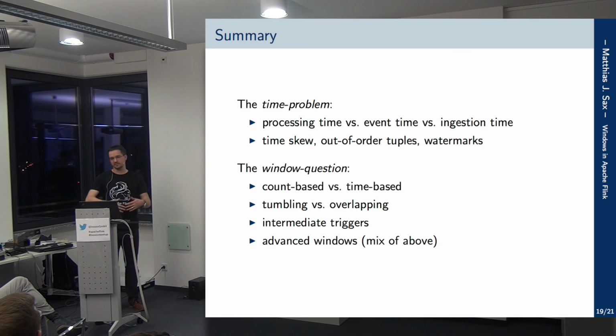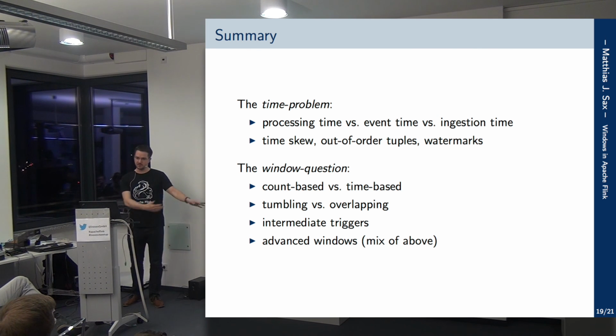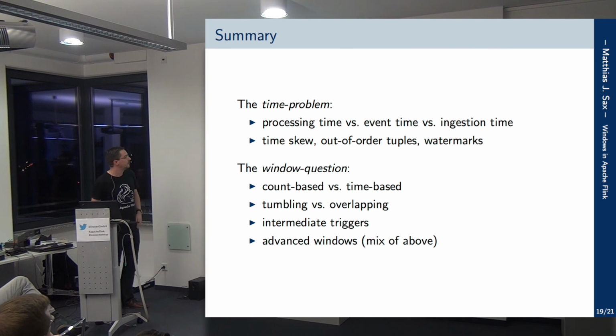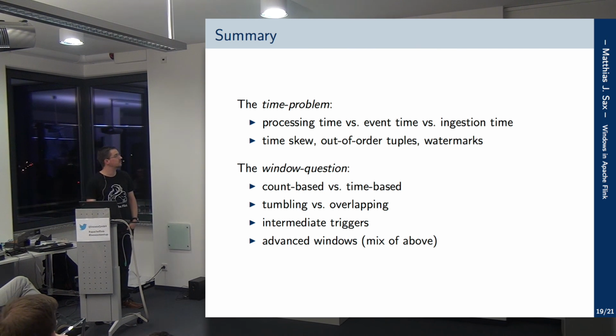So you say, I define a time window of 5 seconds, but I want to have intermediate triggers if the window contains 1000 tuples. And then I just don't discard the content, but just get an intermediate result. And when the window really finishes after the 5 seconds, you have the final trigger, which closes the window and discards it. Yeah, and you have these advanced windows where you can mix everything from above.